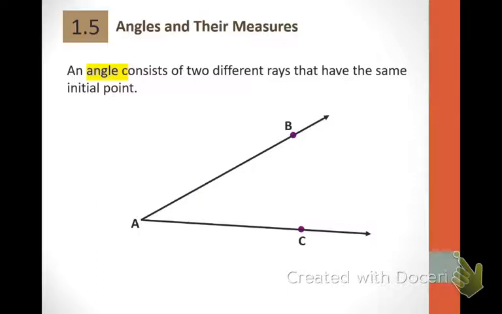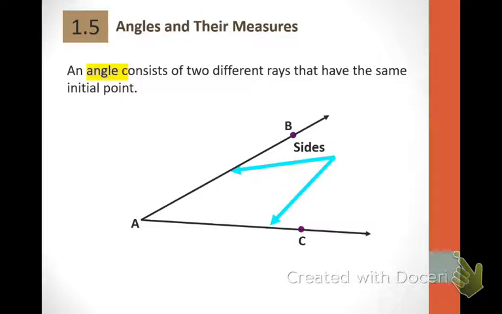This initial point is called something special. Can anybody guess what the initial point would be of this? A, yeah. So there you go. So we actually call this a vertex. We'll talk about it in a second.